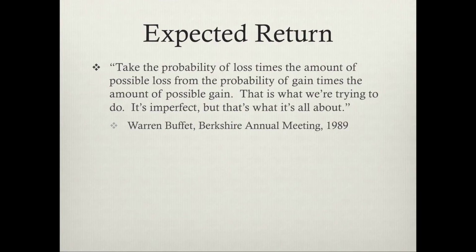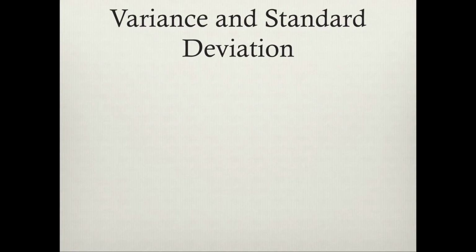So here I have a quick quote by Warren Buffett at the Berkshire annual meeting in 1989. Buffett is considered one of the most successful investors in the world, and he stated at this meeting, take the probability of loss times the amount of possible loss from the probability of gain times the amount of possible gain. That is what we're trying to do. It's imperfect, but that's what it's all about. So that's exactly what we're doing here, taking the probability of certain conditions occurring, what the return would be in those conditions, and then summing all of these different probabilities times returns together to get an expected return. So now we will move into variance and standard deviation.